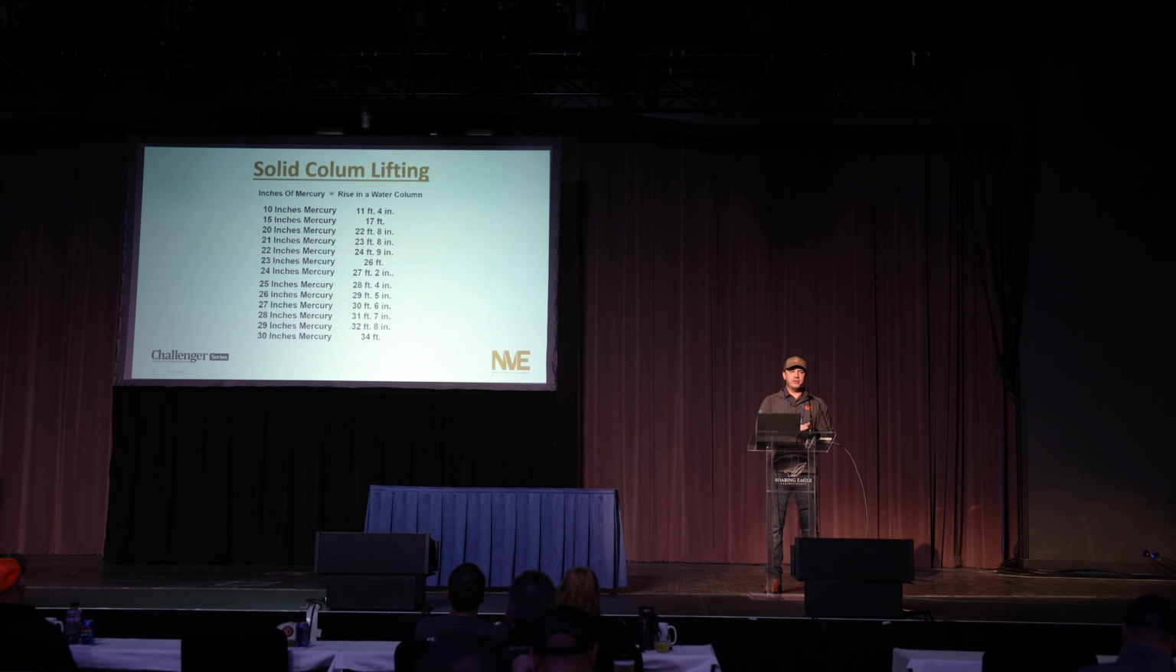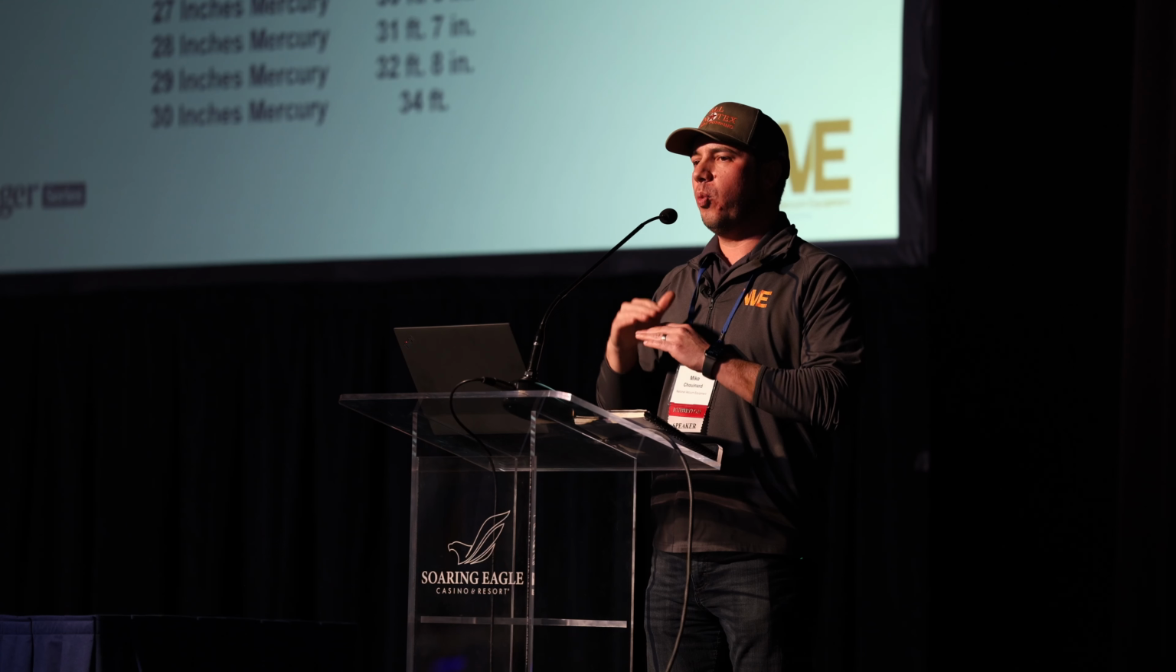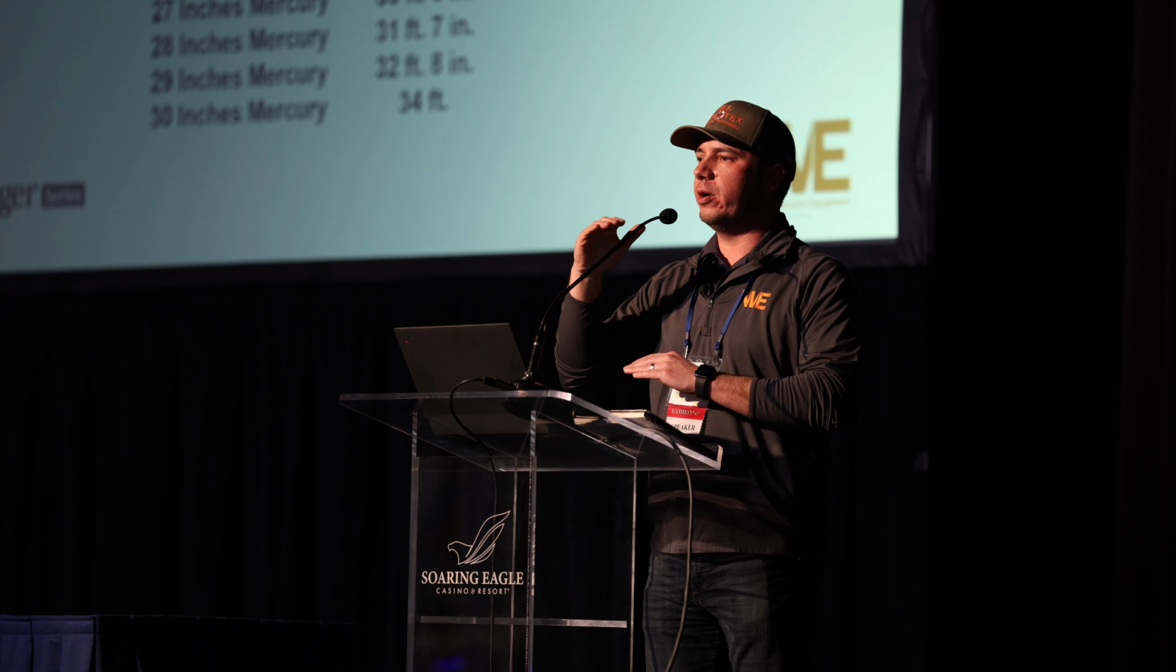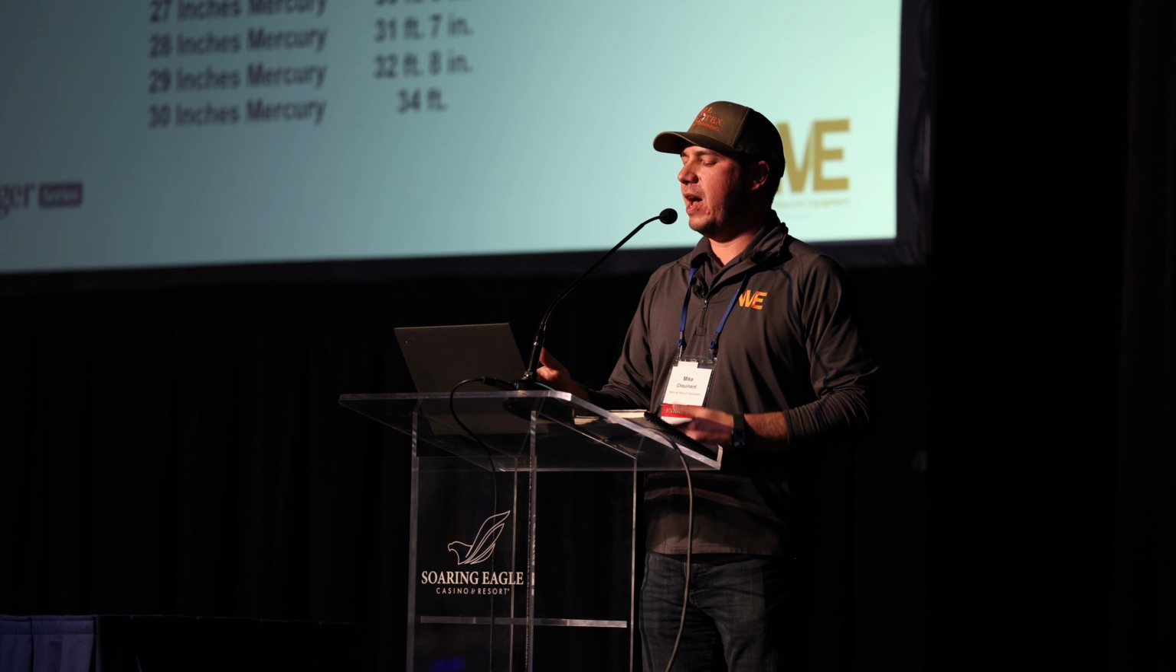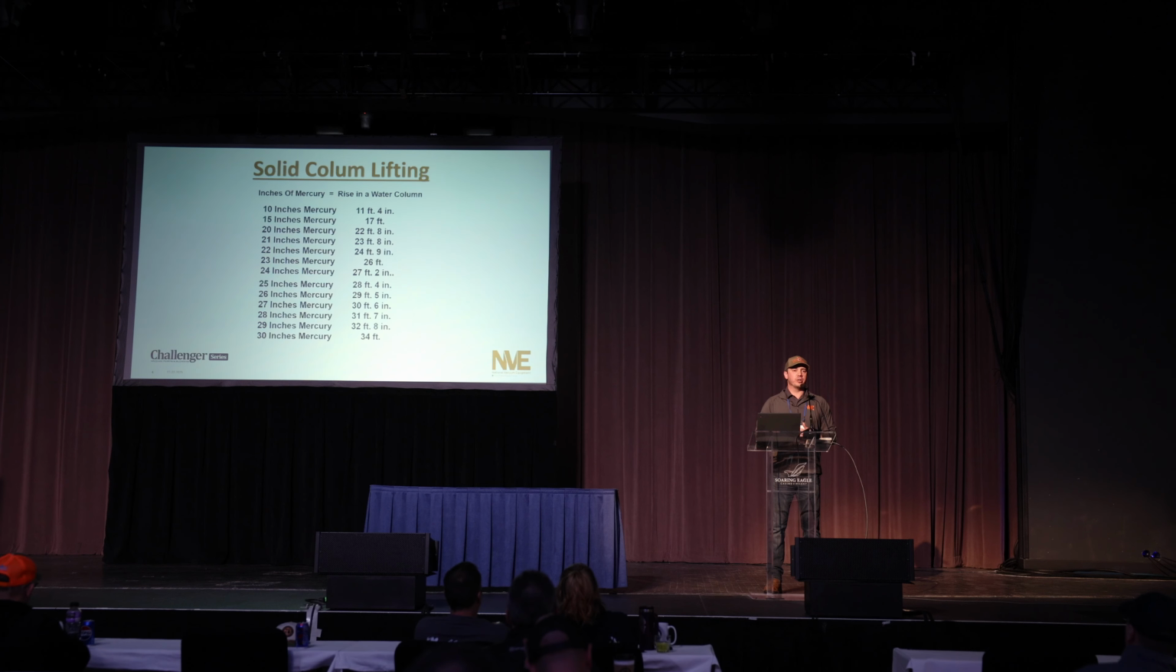For every inch of vacuum that you pull inside your tank, with a solid column of water you can pull 1 foot up out of the ground. It's a little deceiving, but for every inch of vacuum, you can pull 1 solid column foot of water up. So at max vacuum, at 30 inches of mercury, you can essentially pull 30 feet, or if you want to be scientific, about 34 feet out of the ground.